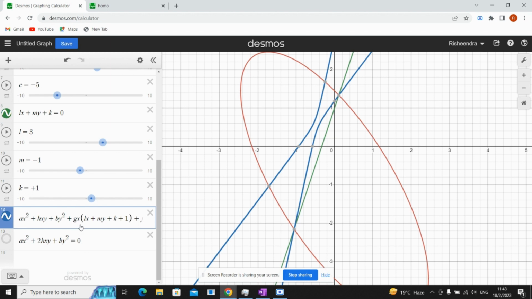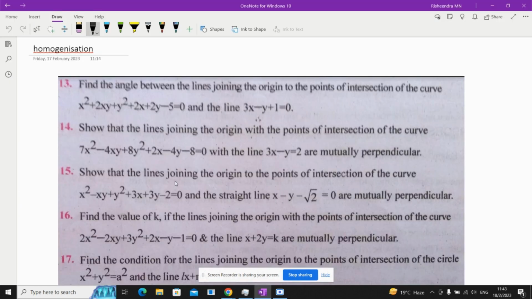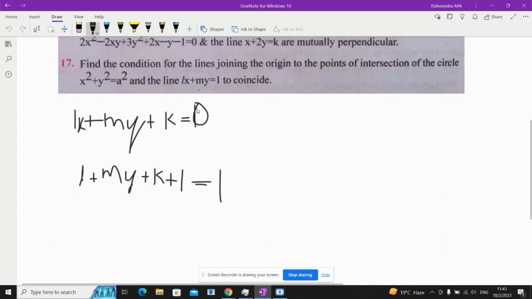So we have to change it into a format where there will be a 1 on the left hand side, but no other variables like this k or any constants left on the other side. To do that, all the constants must be moved to the left hand side and we have to divide with this. Okay, let's see. lx plus my plus k equals 0, the equation.